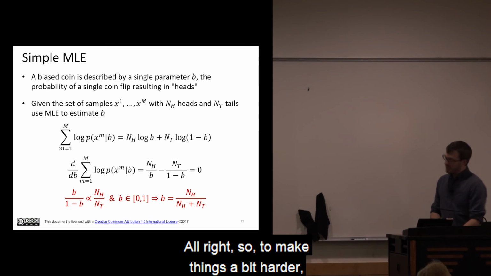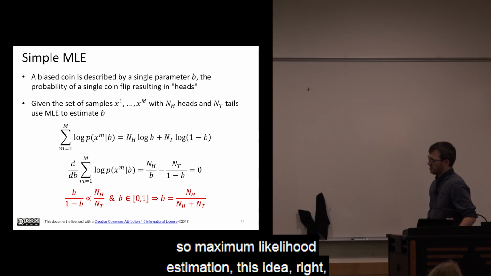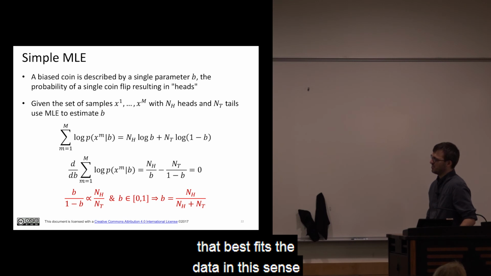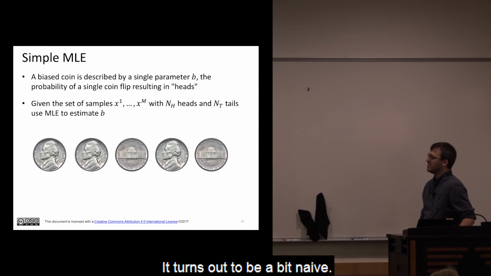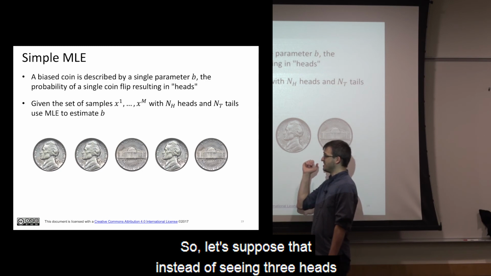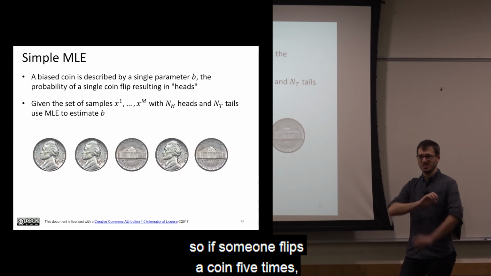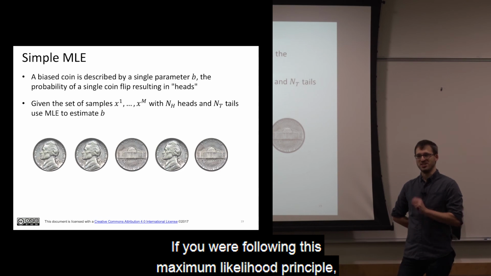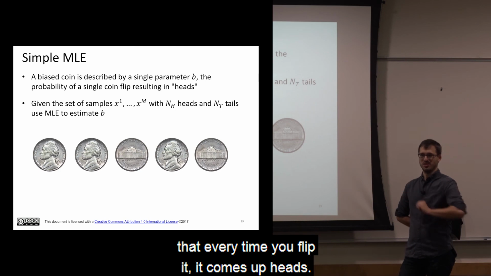All right. So to make things a bit harder, maximum likelihood estimation, this idea of just choosing the probability distribution that best fits the data in the sense of maximizing the probability of generating it, turns out to be a bit naive. Let's suppose that instead of seeing 3 heads and 2 tails, we saw 5 heads. So someone flips a coin 5 times, and it comes up heads 5 times. If you were following this maximum likelihood principle, it would say that you think that the bias of this coin is 1, that every time you flip it, it comes up heads.